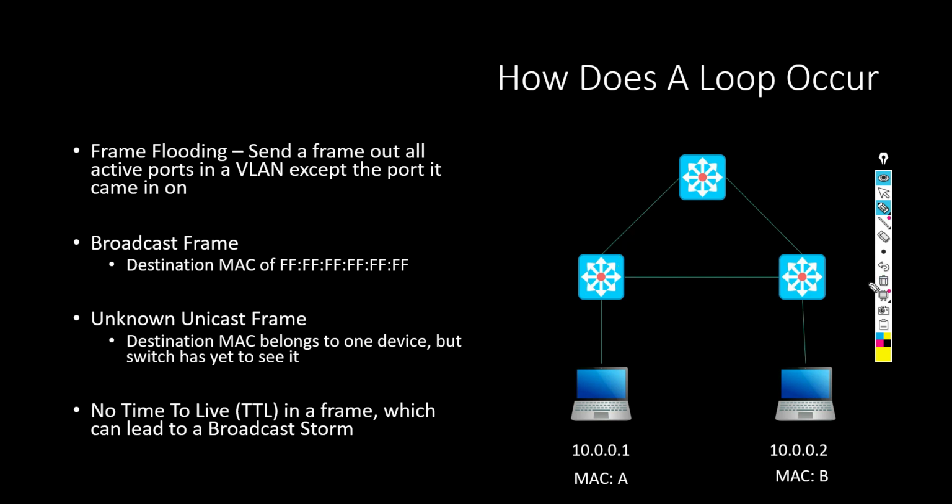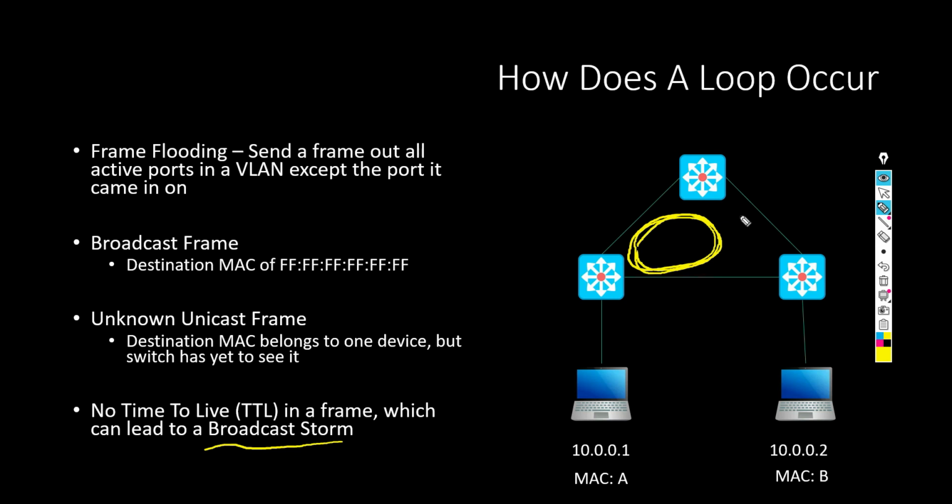Now, this can lead to what's known as a broadcast storm. A broadcast storm is where you have all of these different broadcast frames that are just looping around, and it occurs in a very short moment. It's just a burst of broadcast traffic looping around your network. That's a broadcast storm. Broadcast storms are bad because they can lead to network performance issues.